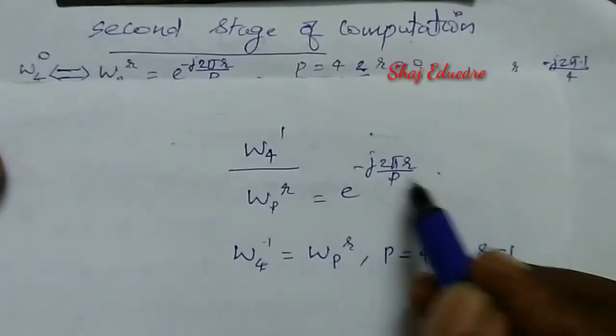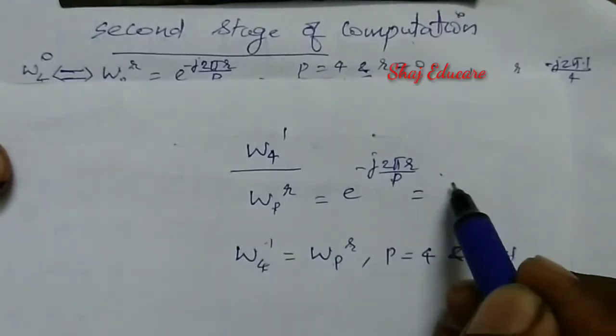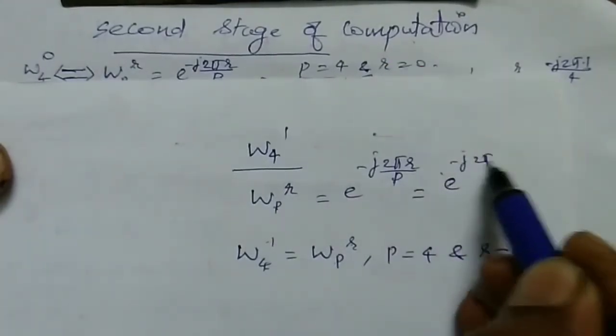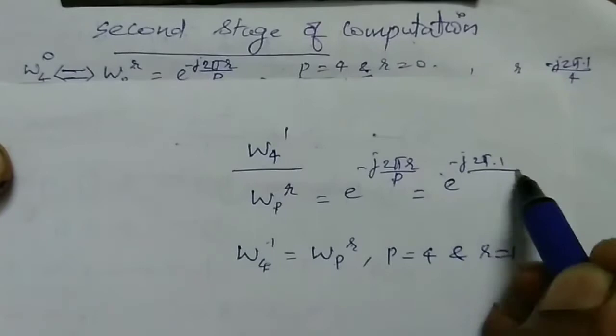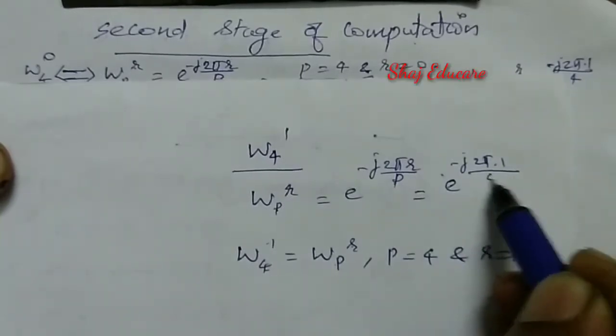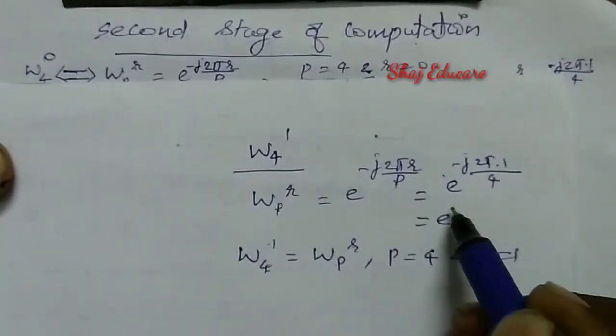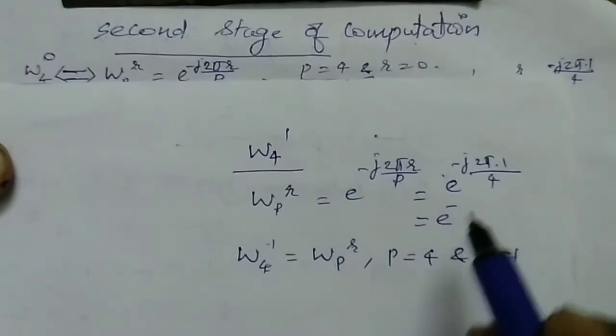Now let us substitute for R and P here. That is equal to j 2 pi. What is R? R is equal to 1 divided by what is P? P is equal to 4. So this one is equal to e raised to minus j.